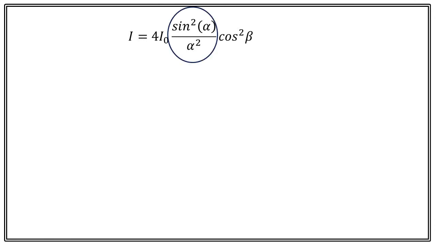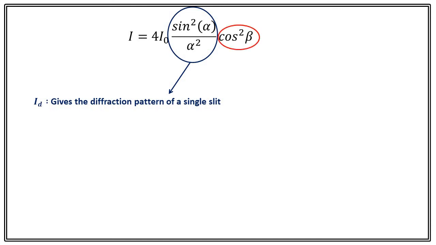Look at this expression, sine square alpha by alpha square. What is this? If you have watched my previous video on Fraunhofer diffraction due to a single slit, then you can easily guess this is nothing but the intensity expression of a single slit. So this term sine square alpha by alpha square gives you the diffraction pattern of a single slit. Along with it, we have another term, cos square beta. What is this?